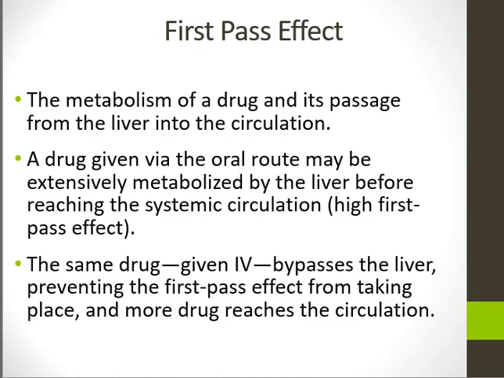So let's see what I wrote here. The metabolism of a drug and its passage from the liver into the circulation. So a drug given by the mouth may be extensively metabolized by the liver before reaching the bloodstream. And this is considered a high first pass effect. This same drug, if it's given intravenously, IV, it bypasses the liver, that first pass, preventing the first pass effect from taking place. More drug reaches the circulation.